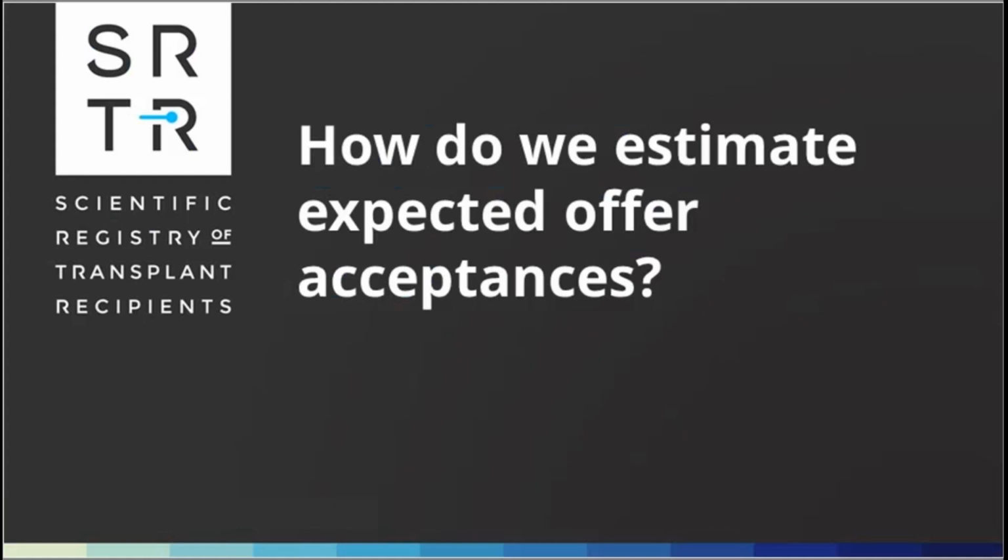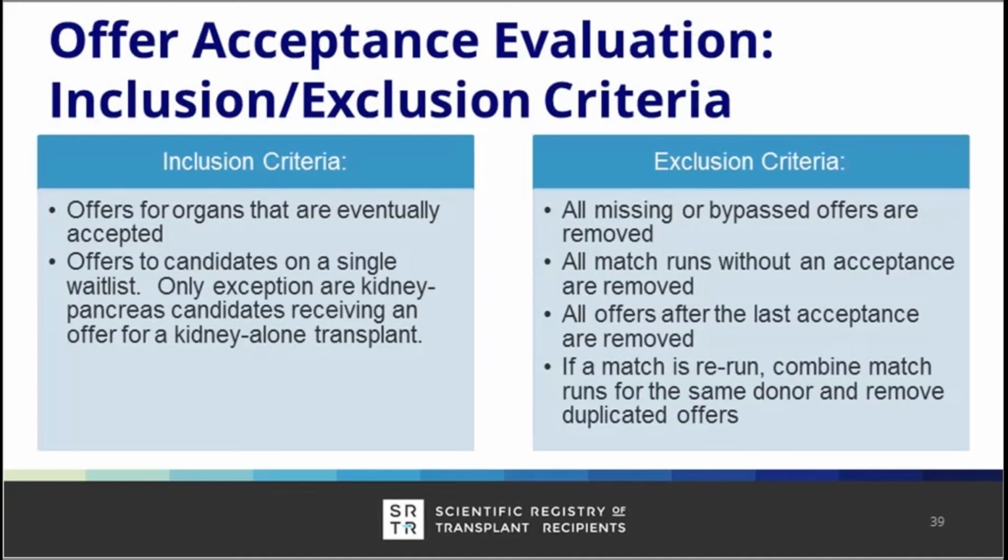So how do we estimate these? A few statements about this, and again here my goal is to not get into the statistical weeds of this, but just to point you in a direction so that you can find information that you might need. A few words about what offers are actually being evaluated. For inclusion criteria, we look at offers that are eventually accepted. So we're not looking at organs that nobody eventually accepted. We're not looking at offers past the acceptance.